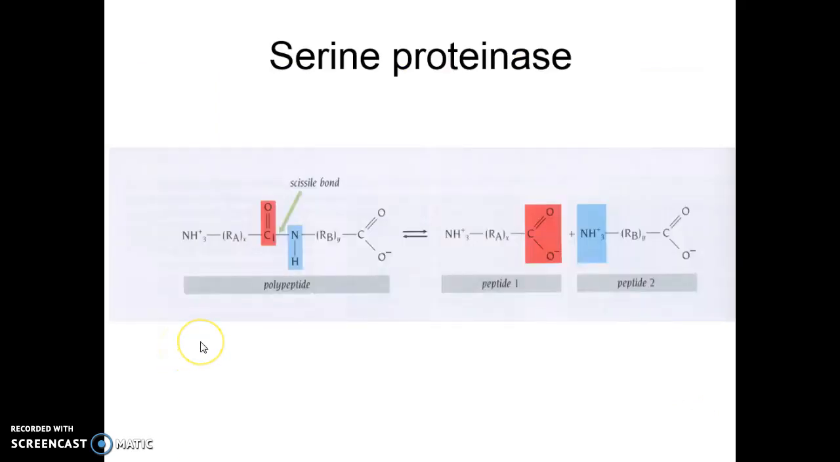Now we move to the serine proteinase. Serine proteinases catalyze the hydrolysis of peptide bonds within a polypeptide chain. The bond that is cleaved is called the scissile bond. R1 and R2 represent polypeptide chains of varying lengths.